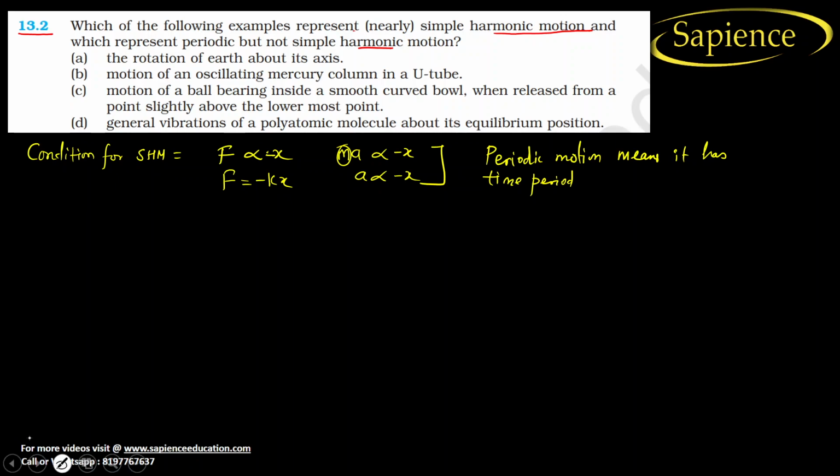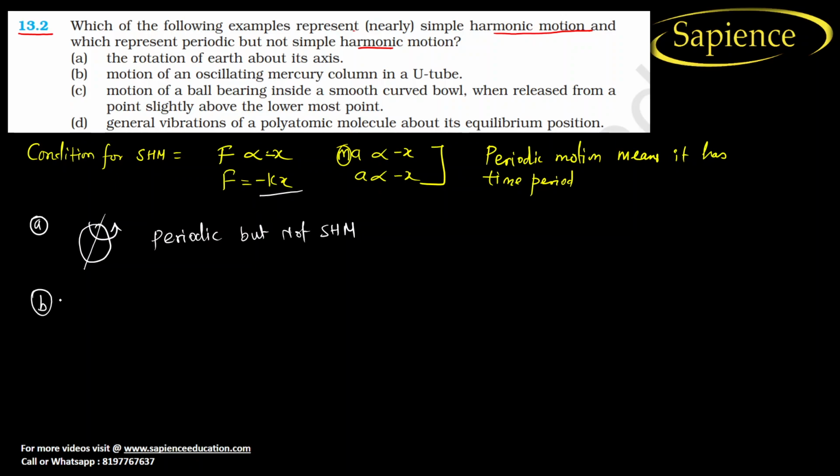Now let us do question number A. The rotation of Earth about its axis. As you know, Earth is rotating about its axis. There is no force acting against it. So it is periodic but not S.H.M. I hope you have understood this, because it is a repeating motion, so that's why it is periodic, but there is no force acting which opposes its motion like this.